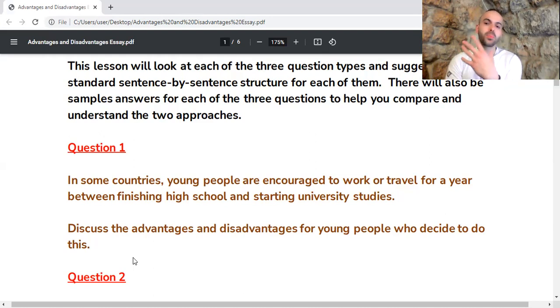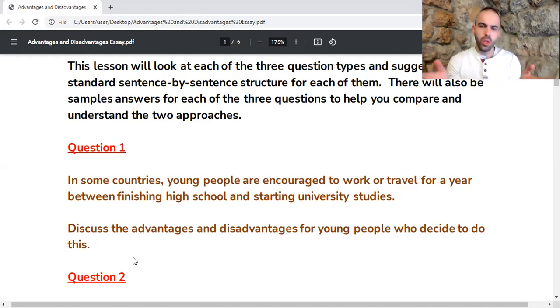When they ask you to discuss advantages and disadvantages, it's quite clear. You have main body paragraph 1 about advantages and main body paragraph 2 about disadvantages. They're not asking you which side is stronger or which side is weaker. They are only asking you about advantages and disadvantages.